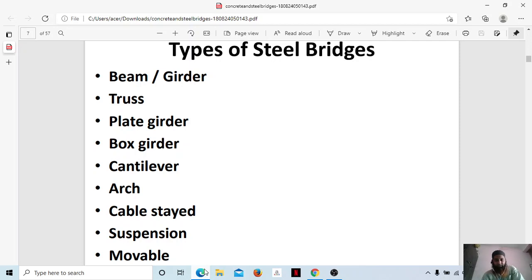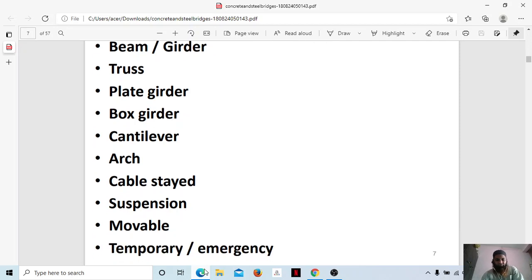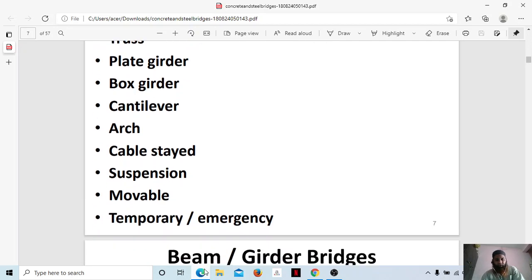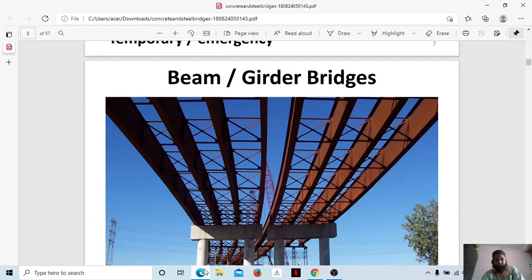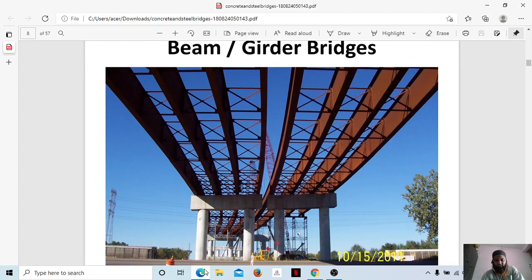We have plate girder bridges also. We have box girder bridges. We have cantilever bridges. We have arch bridges, cable stayed, suspension bridge, and movable bridges also. These are the different types of bridges that we have. We have temporary as well as emergency bridges also. You can see here the beam or girder bridge. You can just see this figure.